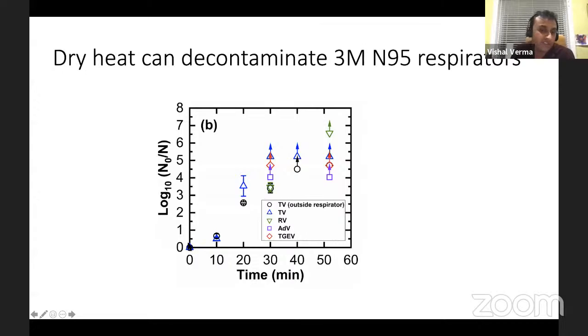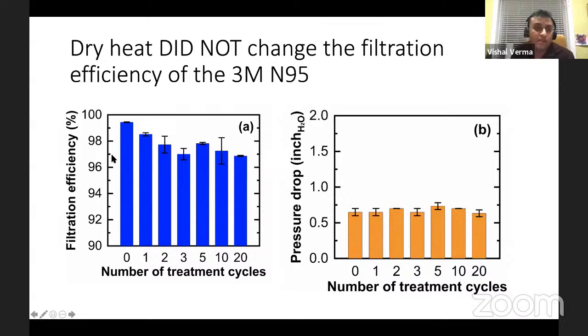And we tested this not with the coronavirus, but with other viruses which are also very infectious, and we found that it's actually able to provide a very high decontamination efficiency for this mask. At the same time, even after this heating cycle of up to 20 cycles, the masks were able to keep their filtration efficiency. They were N95 masks, meaning they were supposed to be removing more than 95% of the particles, and even after 20 cycles, the filtration efficiency was above 96%. And we also measured the pressure drop.